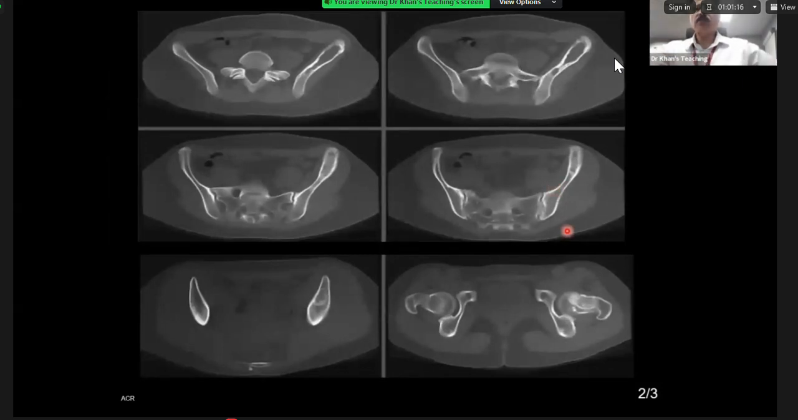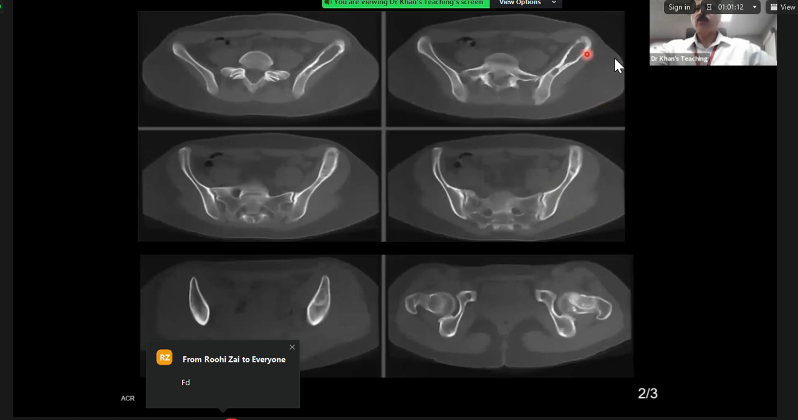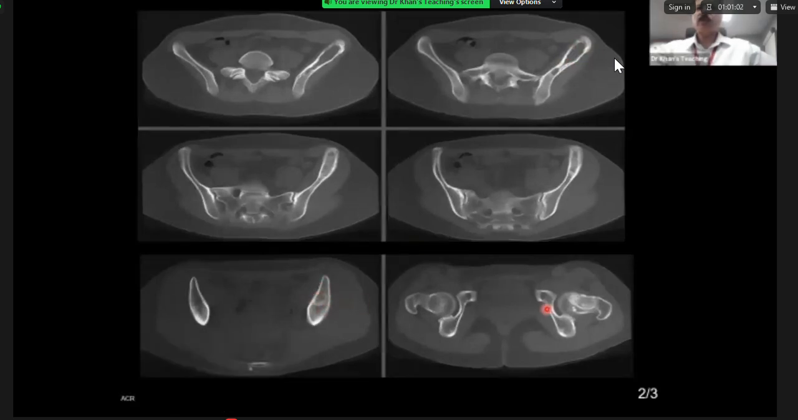If you see the CT, just to develop your eyes, look at this appearance. So this is that lytic type of appearance with surrounding sclerosis. And then this is the lesion which was on the acetabulum. And this is the lesion which is at the neck of the femur. So this is also polyostotic fibrous dysplasia.